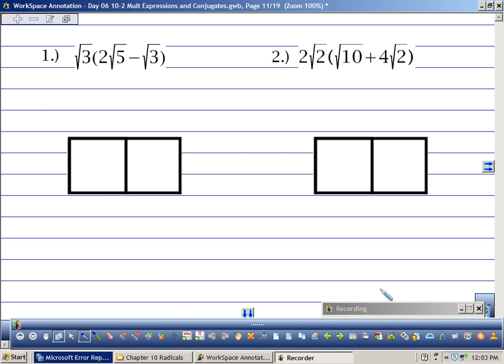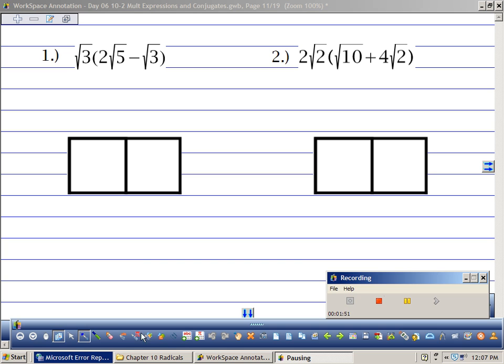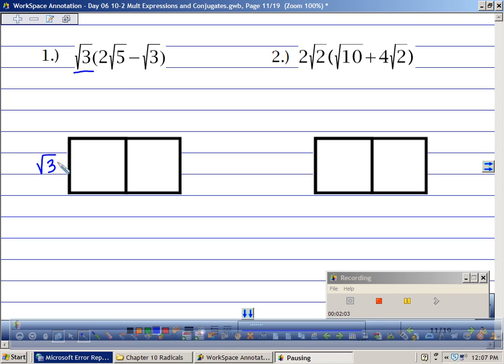Okay. So go ahead and write these down, please. Okay, so let's go ahead and set these up. I have a root 3 that I'm going to multiply by what? I'm going to multiply it by 2 root 5, and I'm going to multiply it by negative root 3. Distribute that root 3 to everything inside the parentheses, just like you would do if you had another problem where you had a number on the outside and parentheses and 2 numbers on the inside, right?